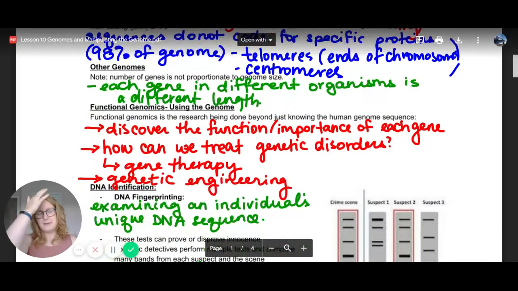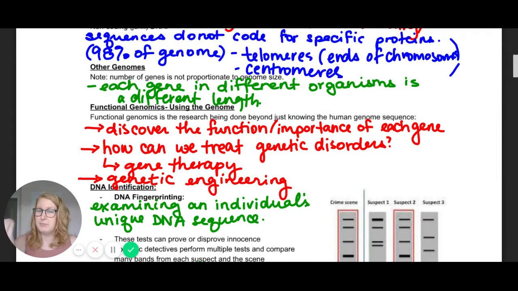So other genomes I've just mentioned here, the number of genes is not necessarily proportionate to genome size. So we have 3 billion base pairs. We have between 20 and 25,000 genes. It's possible that some organism has far fewer base pairs, but has more genes there. It just means their genes are shorter or longer than ours. So that's all I mean by that statement.